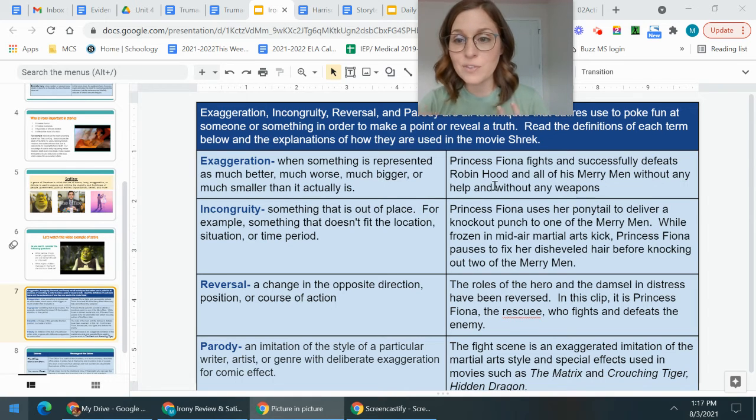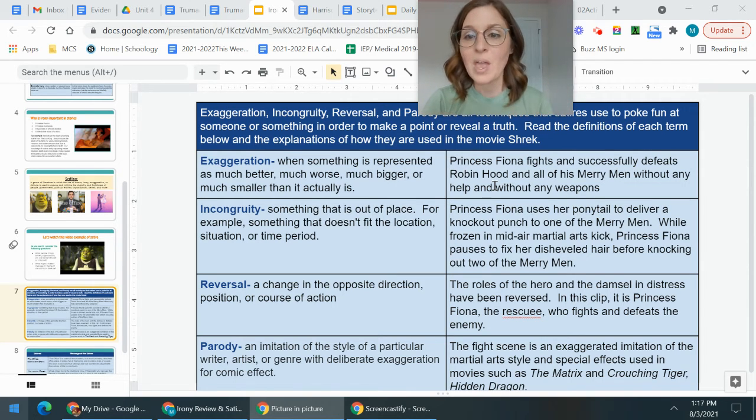So in this clip, Princess Fiona fights and successfully defeats Robin Hood and all of the merry men, right? Because they think they're thieves or something. And she does it without any help and without any weapons. It's a little exaggerated, her abilities.